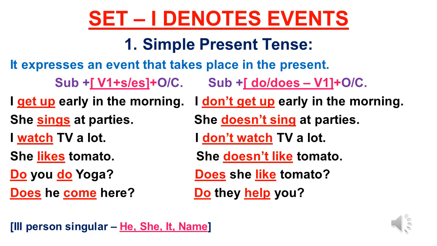Let's have a look at the examples. I get up early in the morning. I don't get up early in the morning. She sings at parties. She doesn't sing at parties. I watch TV a lot. I don't watch TV a lot. She likes tomato. She doesn't like tomato. Do you do yoga? Does she like tomato? Does he come here? Do they help you? If you look at all these sentences, these are the actions that take place at present.